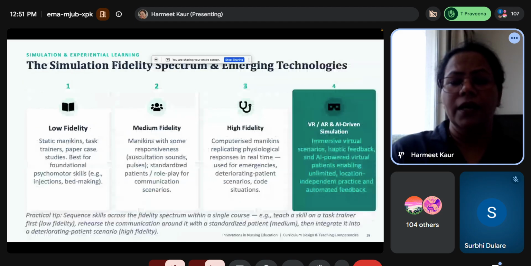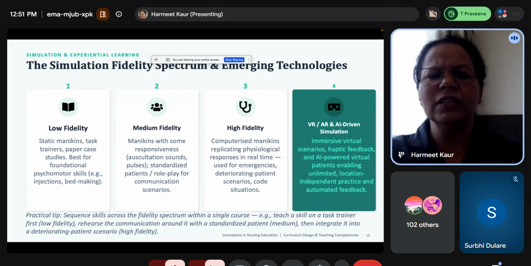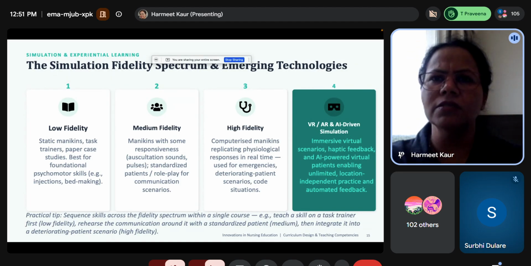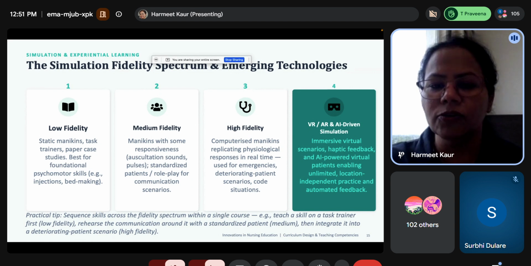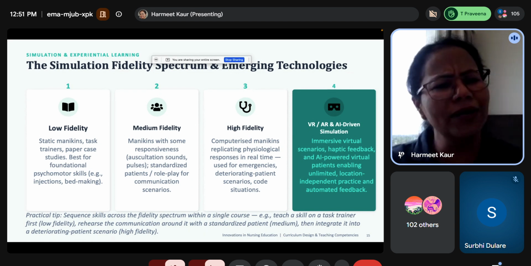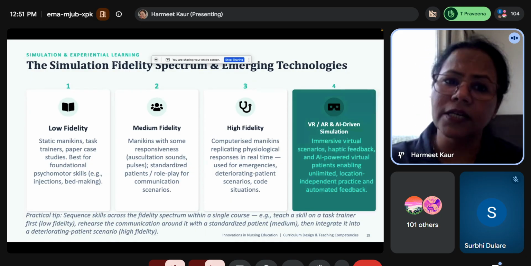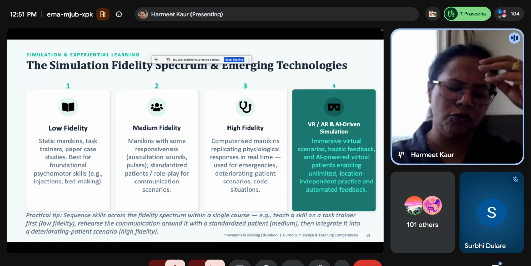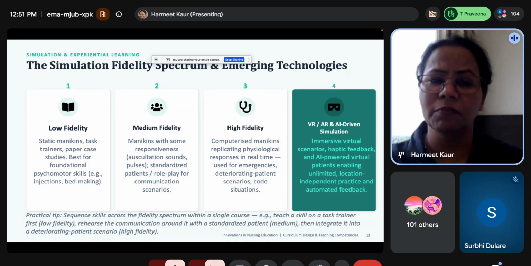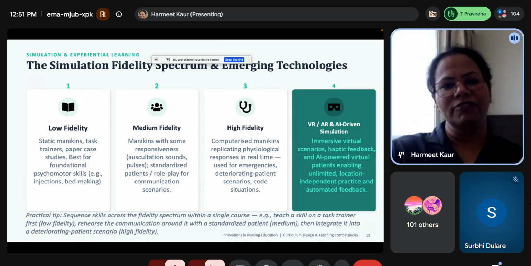Okay. Right. So I always hear from faculty members that I could not include simulation in my teaching because we don't have very high tech simulation labs in my university or in my institution. That is not at all needed. High tech labs are not needed. There are different kinds of simulation fidelity spectrum. There are different emerging technologies which you can use. Even if you don't have any technology available, you can still use simulation.